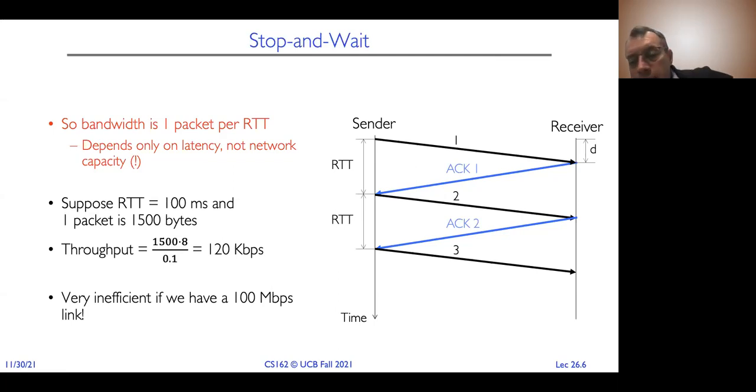So the main point here is that, as you can see, this is a very simple protocol. You can implement it right away. So that's the advantage of this protocol: simplicity. On the other hand, it's very inefficient. You cannot send more than 120 kilobits per second, no matter how fast the network is.